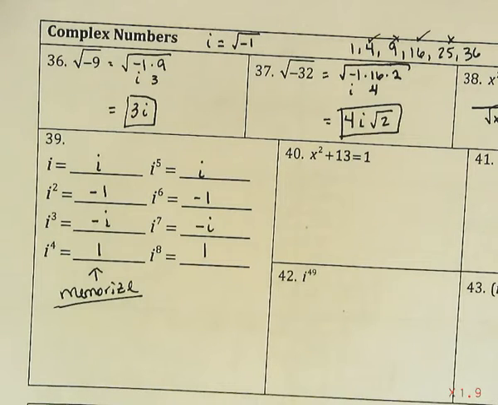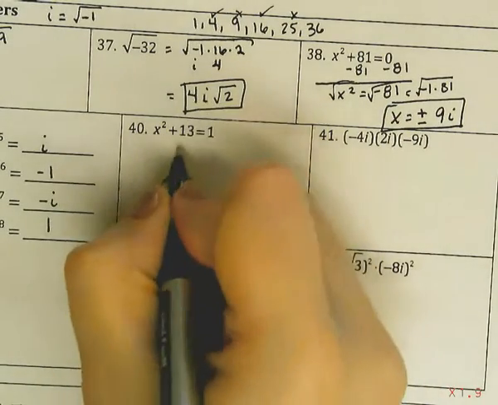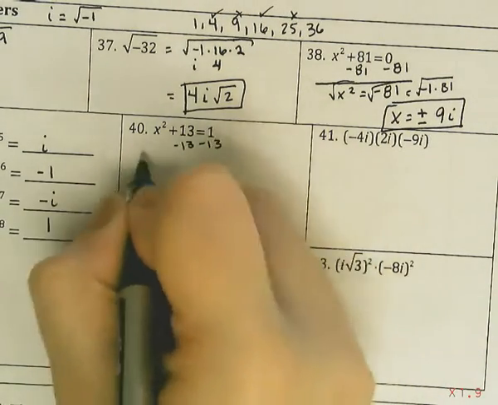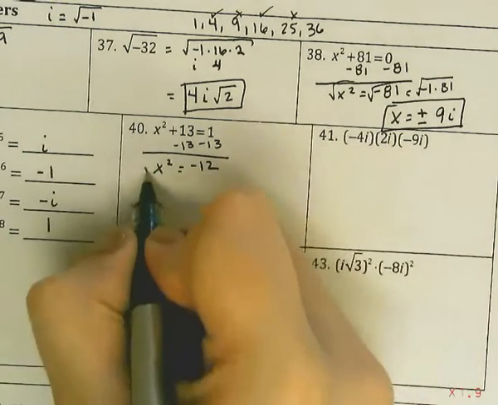Okay, this video is going to cover numbers 40 through 43. Number 40 is like number 38 that we did before. Subtract 13, subtract 13. X squared is negative 12. Take the square root.